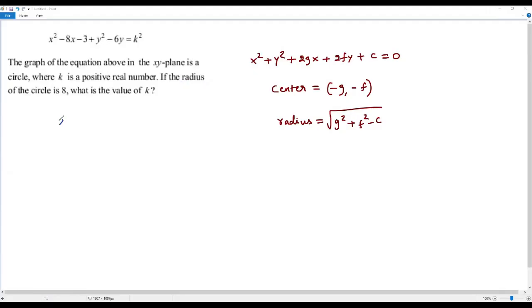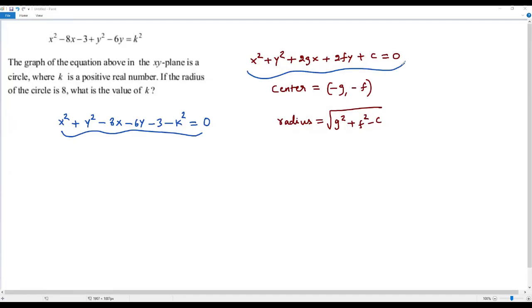Okay, let me write it. x² + y², then we can write −8x and −6y, and we can write this constant −3 at last. In the general form of the equation of a circle, we have 0 on the right side. In the given equation we have k² on the right side. To make the right side 0, we have to subtract k² from both sides. Then we get −k², and on the right side we have 0. Now the given equation of the circle is exactly in this form.